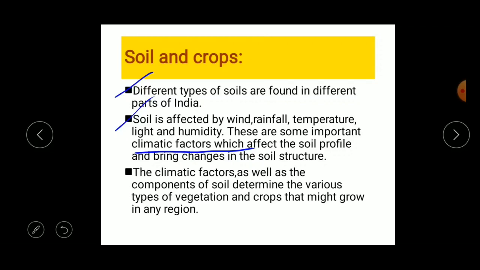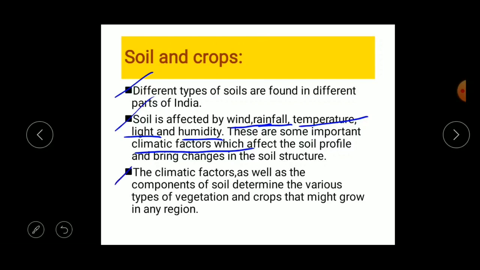So these are the factors that decide the soil structure of that place. Which are those factors? Wind, rainfall, temperature, light, and humidity. What do you mean by humidity? Children, do you remember? Already you have learned this word. Humidity is nothing but the amount of water vapor in the air. So these all are the factors which affect the soil profile and bring changes in the soil structure. Wind, rainfall, temperature, sunlight and humidity.